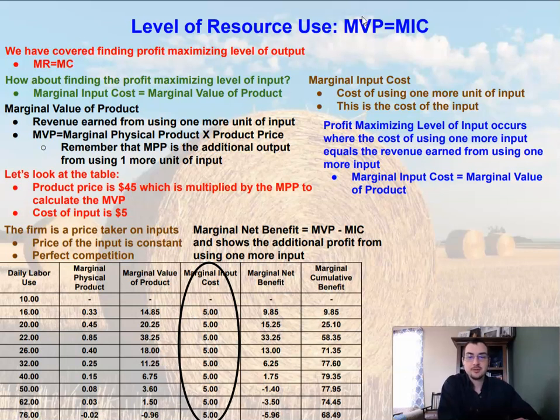So let's think about it this way. Well, first and foremost, let me back up.